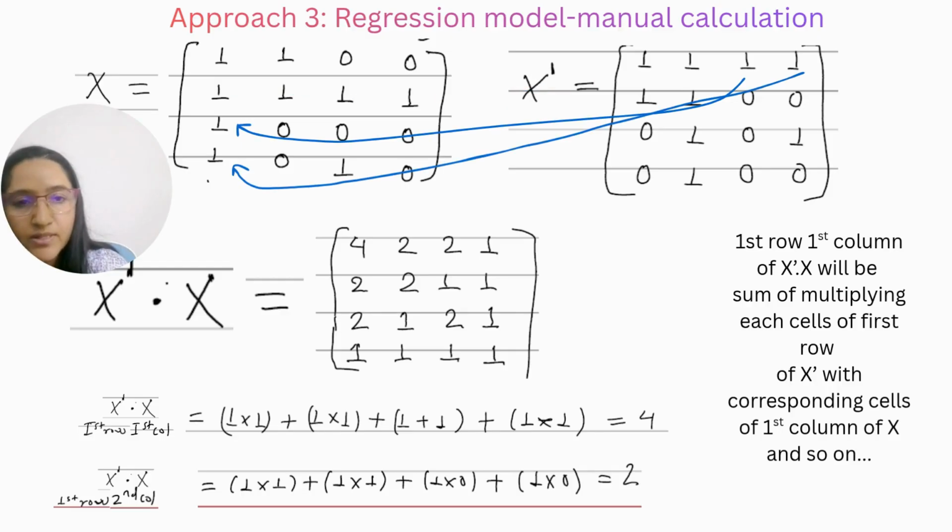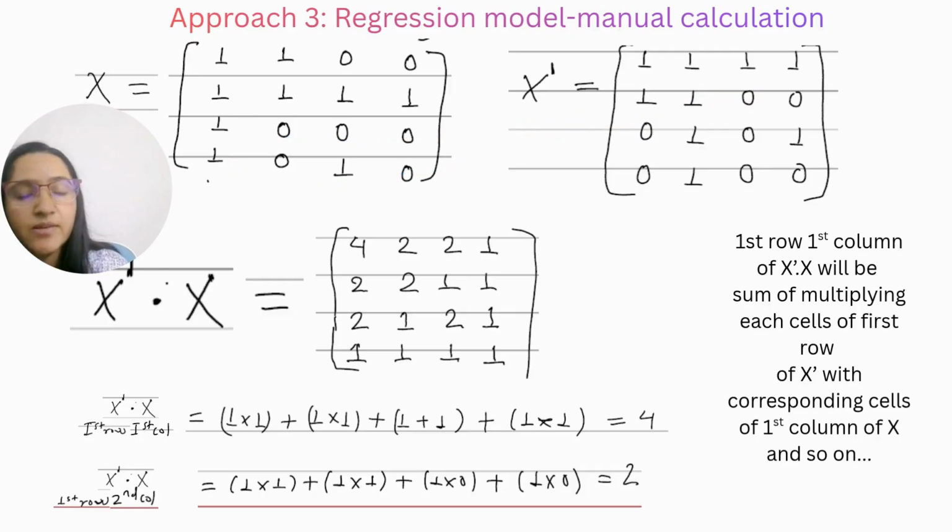And then for the second, we multiply the first row of this transpose matrix with the second column, each cell in the second column of the X matrix. And doing that, we get this.